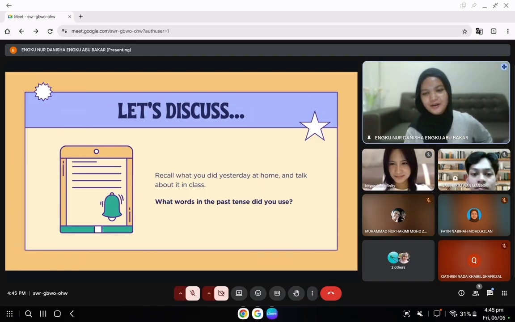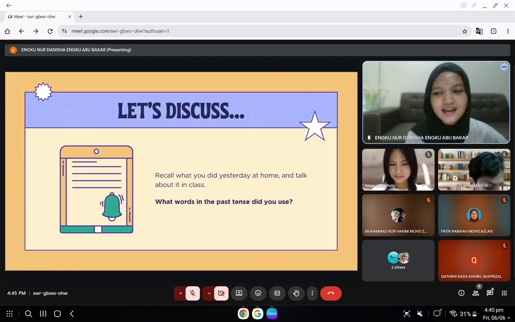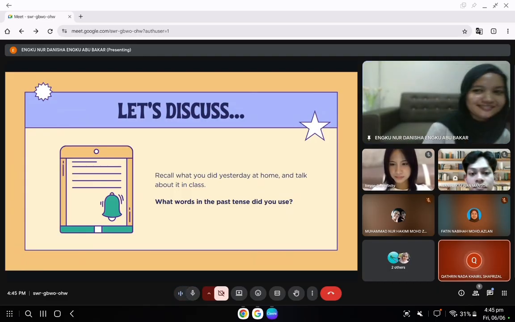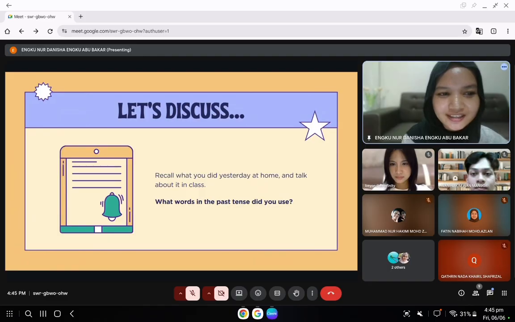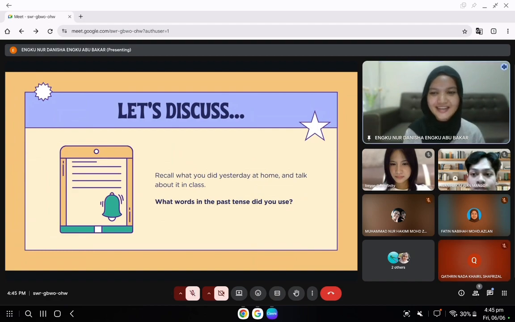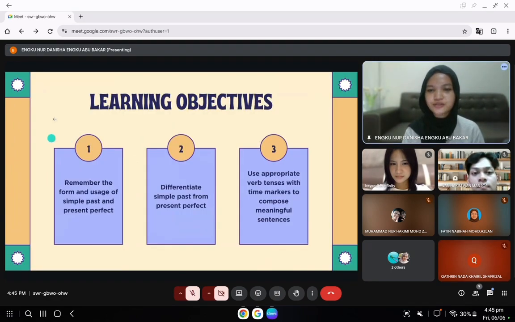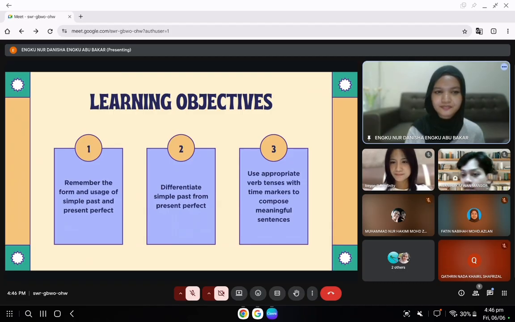Okay, so did you notice the words that you use in past tense? Yes, I use past tense. So you use cooked, read, and took a nap, right? Yes. So for our lesson, you will remember the form and usage of simple past and present perfect and differentiate simple past from present perfect. And you will also use appropriate verb tenses with time markers to compose meaningful sentences.